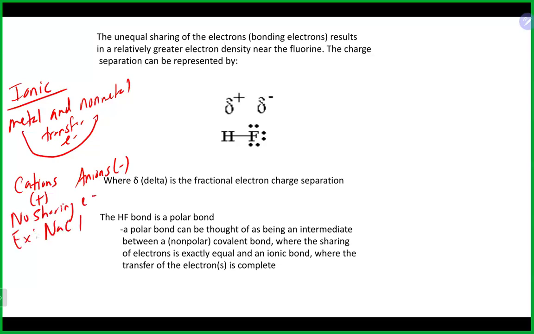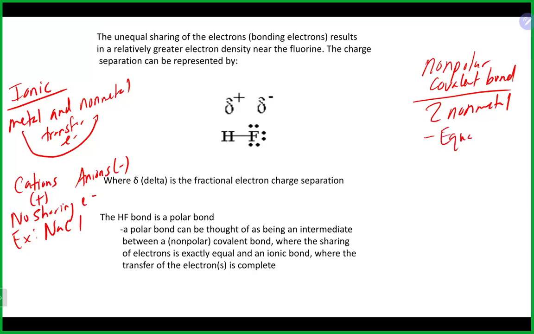On the other extreme, we have a nonpolar covalent bond. That's between two nonmetals which share very similar periodic trends, which means neither one of them wants to really give up their electrons. The result is equal sharing of electrons. A couple of those that we saw, H2 and F2, are examples of that. And in the middle of the two is a polar covalent bond.